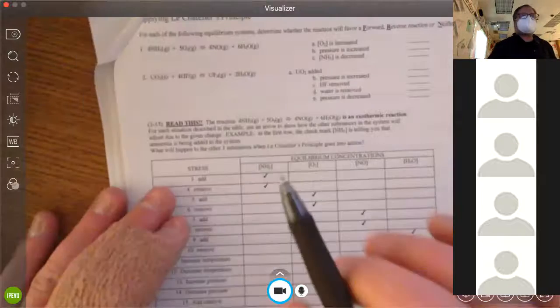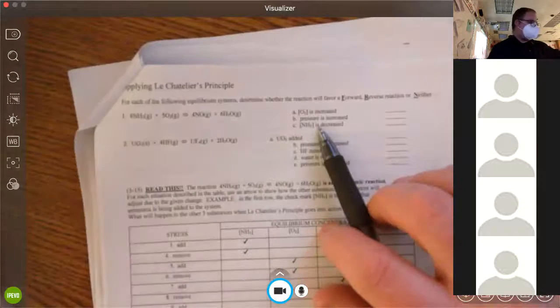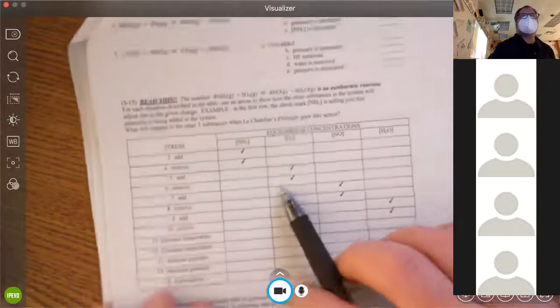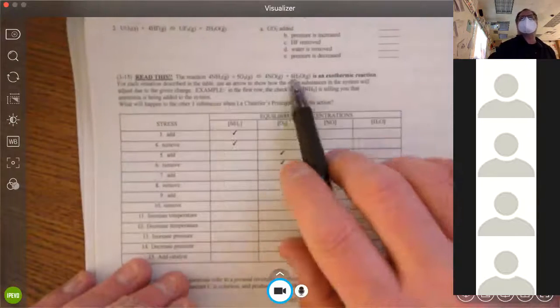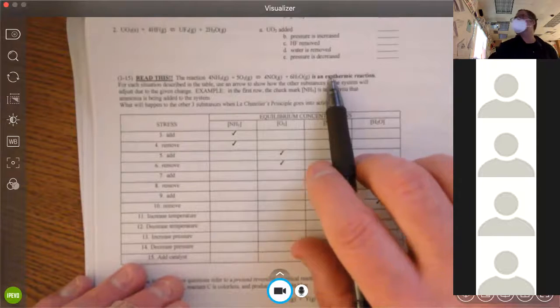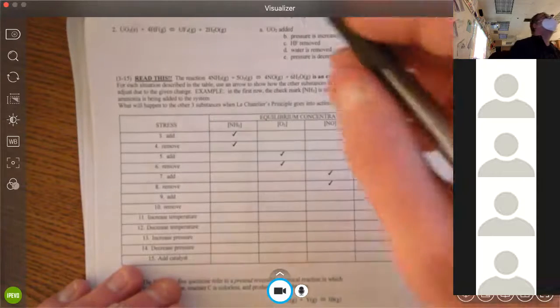So this right here is exactly like we've been doing. This right here is a little bit different. So you have this reaction. They tell you it's exothermic. So which side are we writing heat on? Products or reactants? Products.